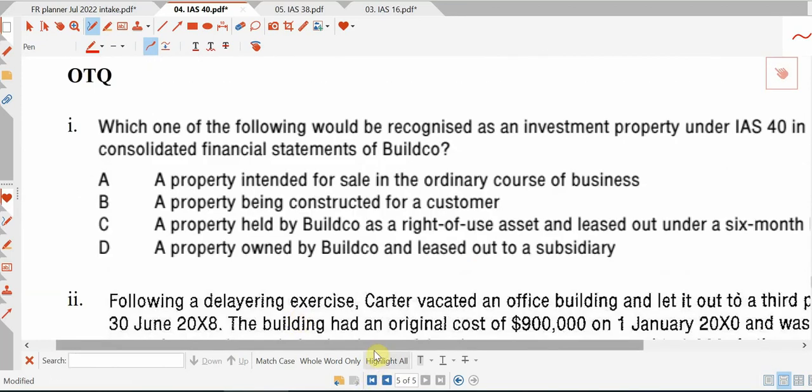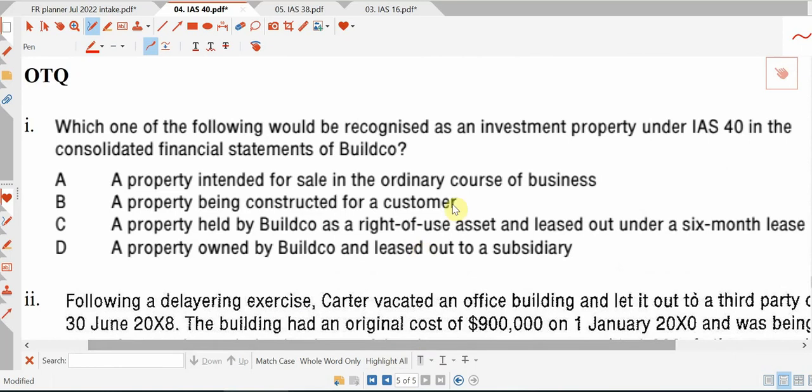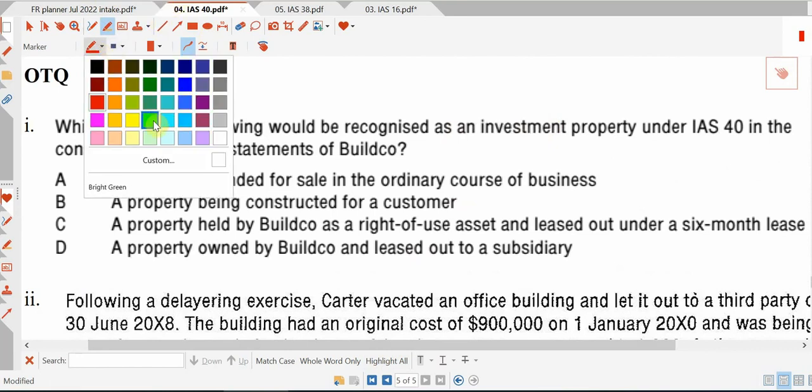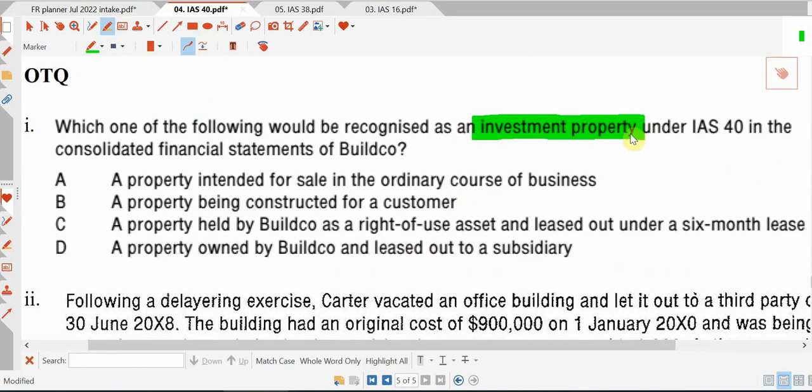Okay, let's try the first one. Which of the following should be recognized as investment property? Let me highlight some keywords. They are looking for, this is too dark, okay. They're asking for investment property, but in the consol financial statement of the company. Not a single company, it's a group account, consol account.